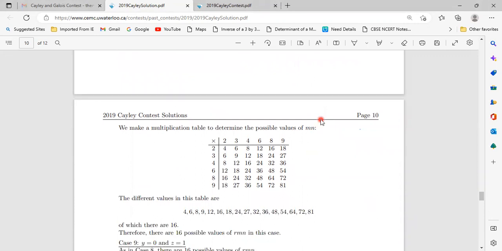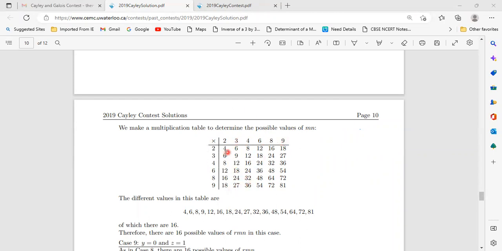And then the question is finding all the possible values. So it is better to put them in the form of a table. So it's 2, 3, 4, 5, 6, 8, 9, and 2, 3, 4, 5, 6, 8, 9. So you know how to find their multiplication, right? You just have to find 2 into 2, 2 into 3, 2 into 4, like that, 2 into 8. Like 6 times 8 will give you 48. 8 times 9 will give you 72, right? So you're just doing a multiplication table here.